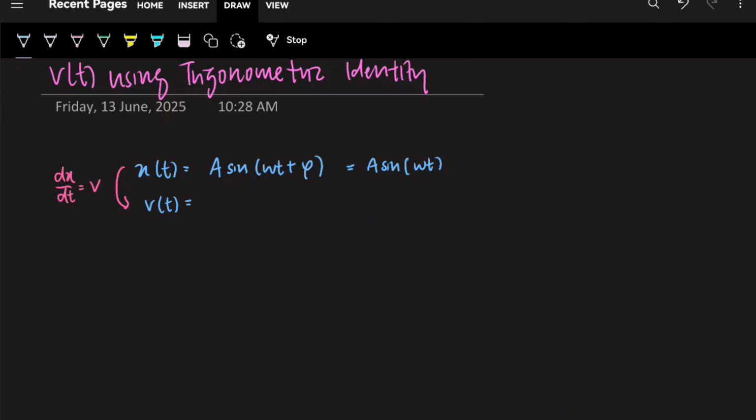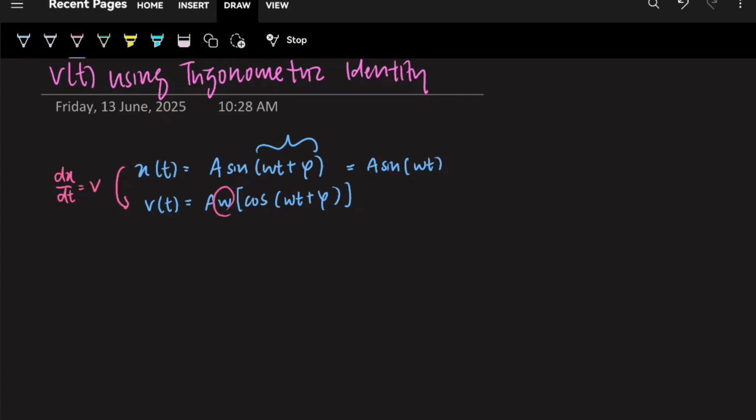Alright, so differentiate the x function, you're going to get your v function. Now, what will you get? You will get A omega cos(omega t plus phi). I'm going to put a big bracket there to make it clearer. Why is that so? Differentiate sine, you get cos, right? And then if you differentiate the expression in the bracket, you just get omega, so the omega is out here.